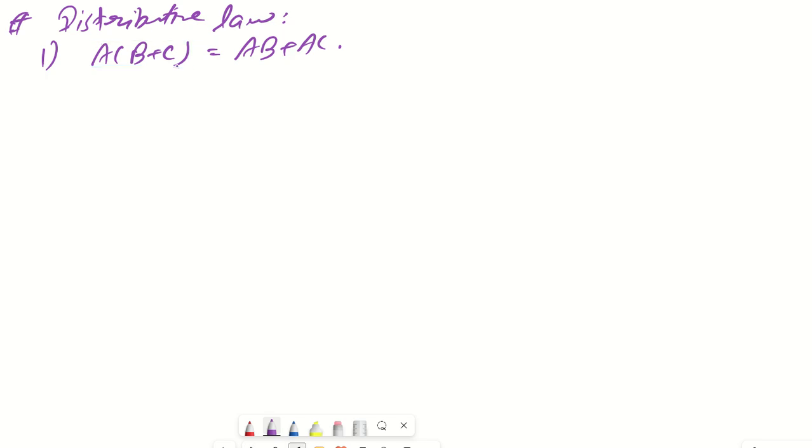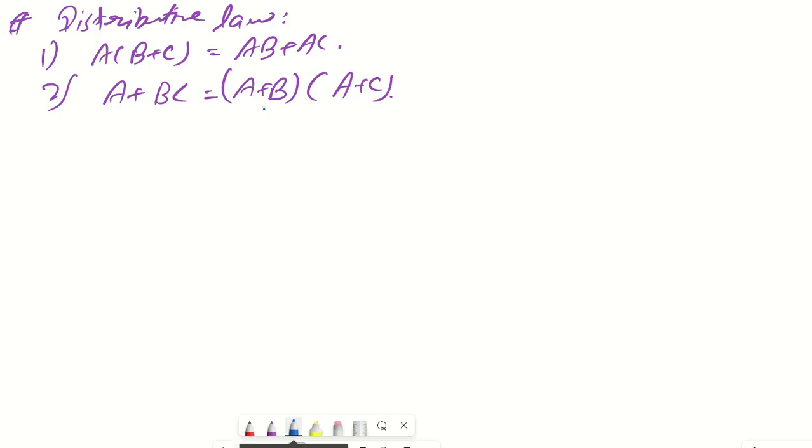So it is straightforward. Let me give you another example. Let us say I want to prove a plus bc is equal to (a plus b) into (a plus c). So this is not looking very straightforward, right? a plus bc is going to be (a plus b) into (a plus c). So how to prove that? Let us see how we can prove that.